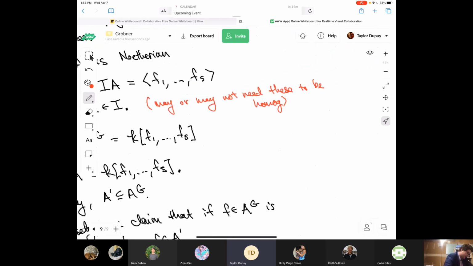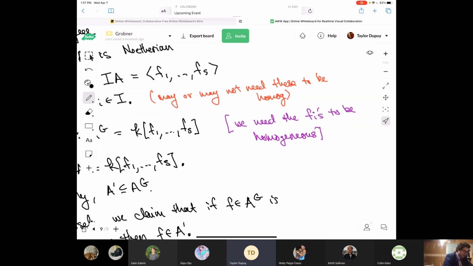Okay, so we need these, the f_i's, to be homogeneous. So we need to think a little bit about that, but let's just suppose that's the case. Homogeneous of the same degree, or just any degree? Homogeneous of some degree, right? So they're not just going to be combinations.